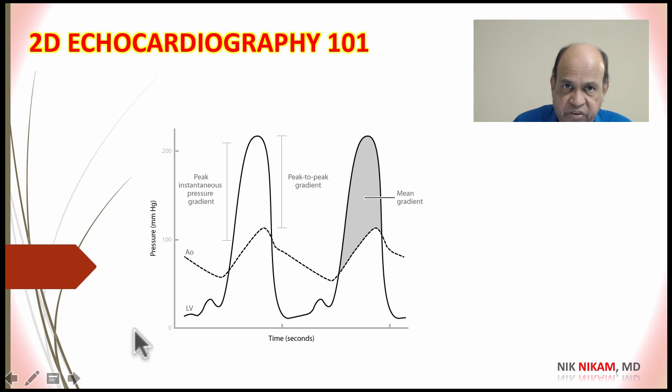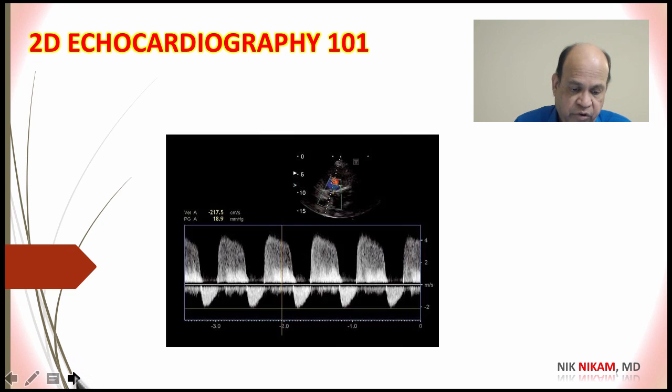So there are various ways in which we can calculate this, but echocardiography is pretty accurate in not only calculating the aortic stenosis, but also looking at the structure of the aortic leaflets and also looking at the aortic root and other structures.